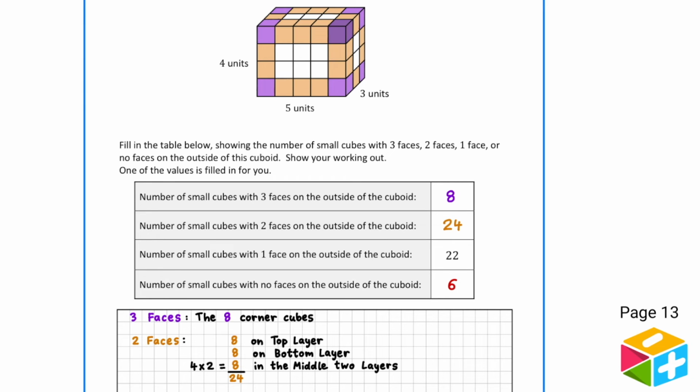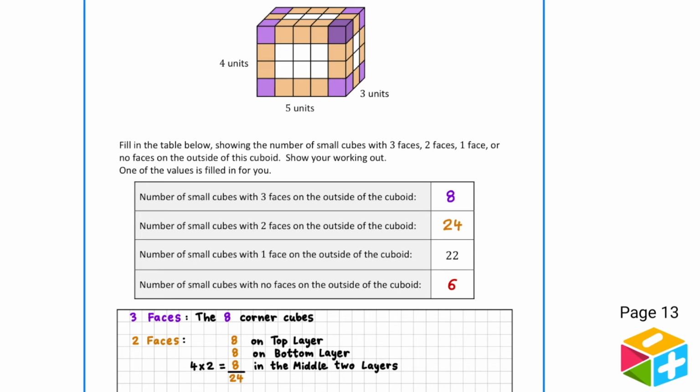The task here is to count up how many small cubes have 3 faces on the outside, how many have 2 faces on the outside, how many have 1 face on the outside, and how many have no faces on the outside. One of these values is filled in for us already. We're told that there's 22 small cubes with 1 face on the outside.